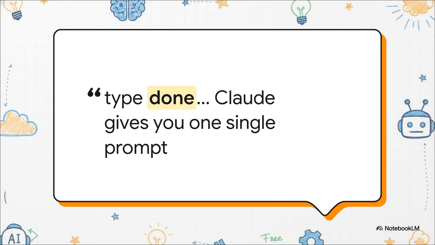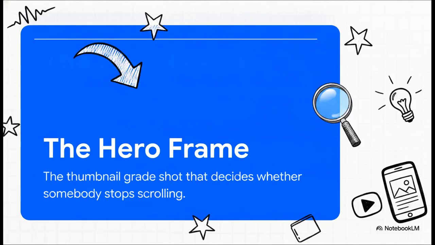By just typing done, you are basically telling Claude, okay, let's move into actual production. This immediately triggers what we call the hero frame. Honestly, this is arguably the single most important element of your entire project. It is your thumbnail grade hook. Claude is going to give you one single prompt just for this frame. Everything else you build relies entirely on this one image working. Because let's face it, if this frame doesn't stop someone from scrolling, the rest of your brilliant story simply doesn't matter.